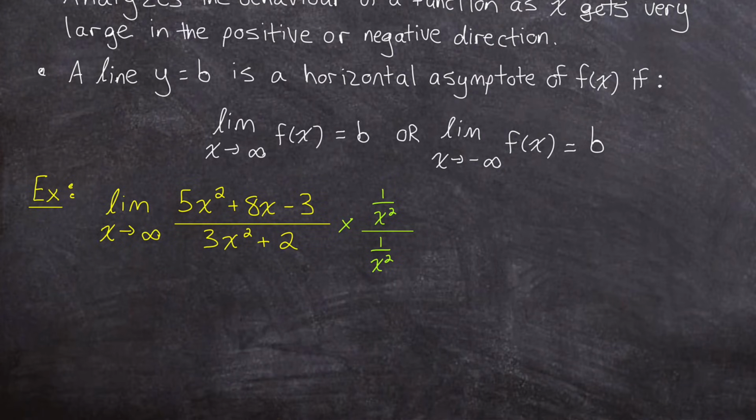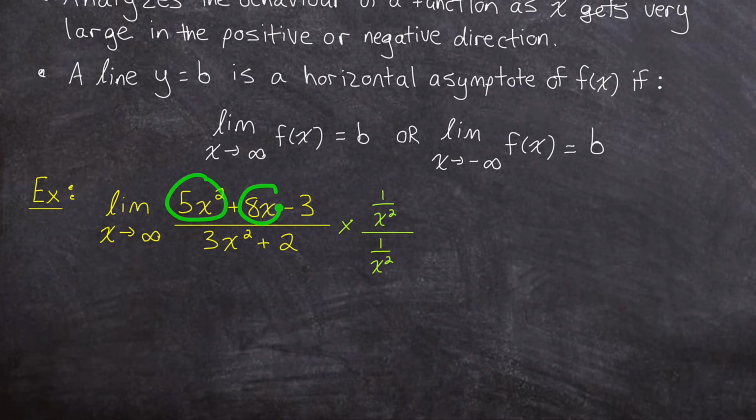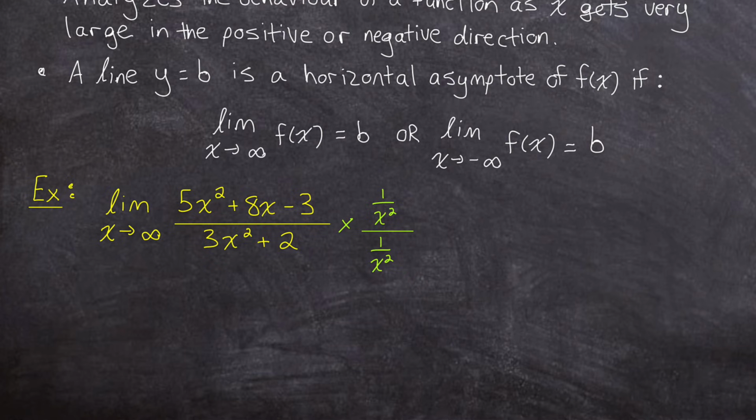So as I simplify this, all three terms in the numerator are getting multiplied by 1 over x squared, and both of the terms in the denominator are also getting multiplied by 1 over x squared, which accomplishes what we want to do. We want to divide all the terms by this highest power of x that's in the denominator. And when I do that, this first term being divided by x squared just becomes 5.